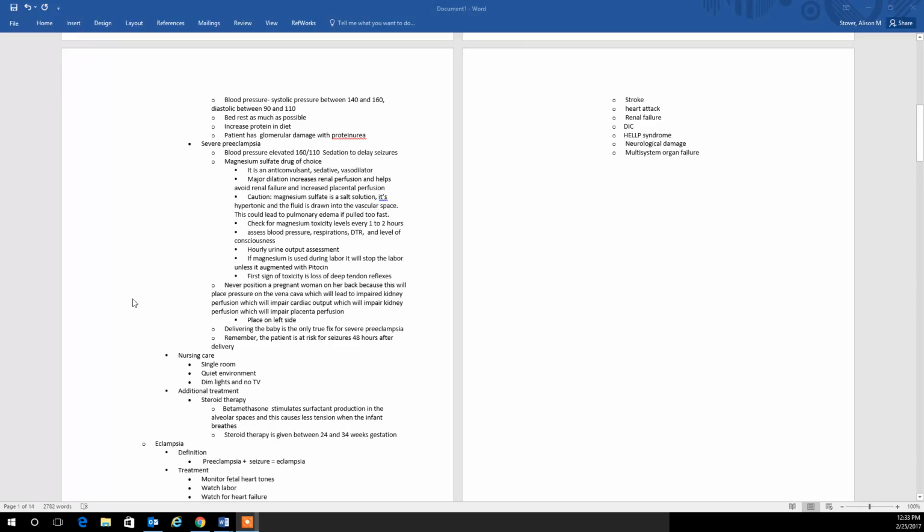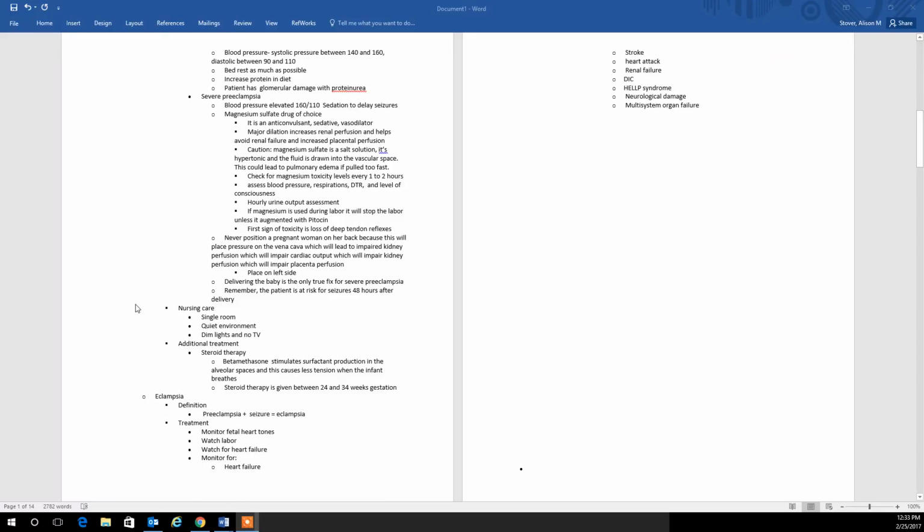Nursing care: make sure the patient's in a single room, which of course they will be. Quiet environment, do not overstimulate mom and baby. Additional treatment could be steroid therapy. And then eclampsia is when the patient seizes. So if they have preeclampsia and they seize, now we've moved into eclampsia.